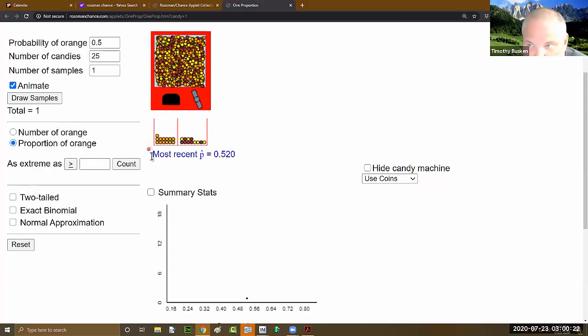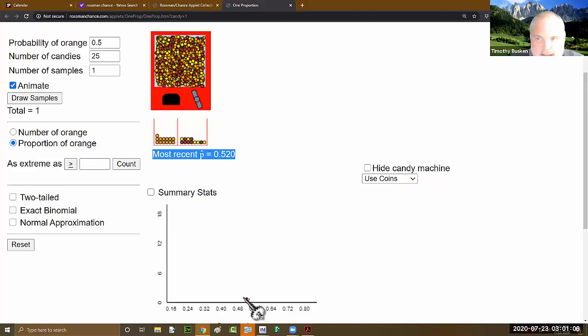Okay, so it took the sample, and it's telling me that the percentage of orange candies in that sample was 52%. And so that sample percentage, p hat, was plotted as a single dot right here on the graph down here, above 52%. You see it? But here's the thing. What I'd like to do is try to approximate or come up with a good representation of the sampling distribution of p hat.